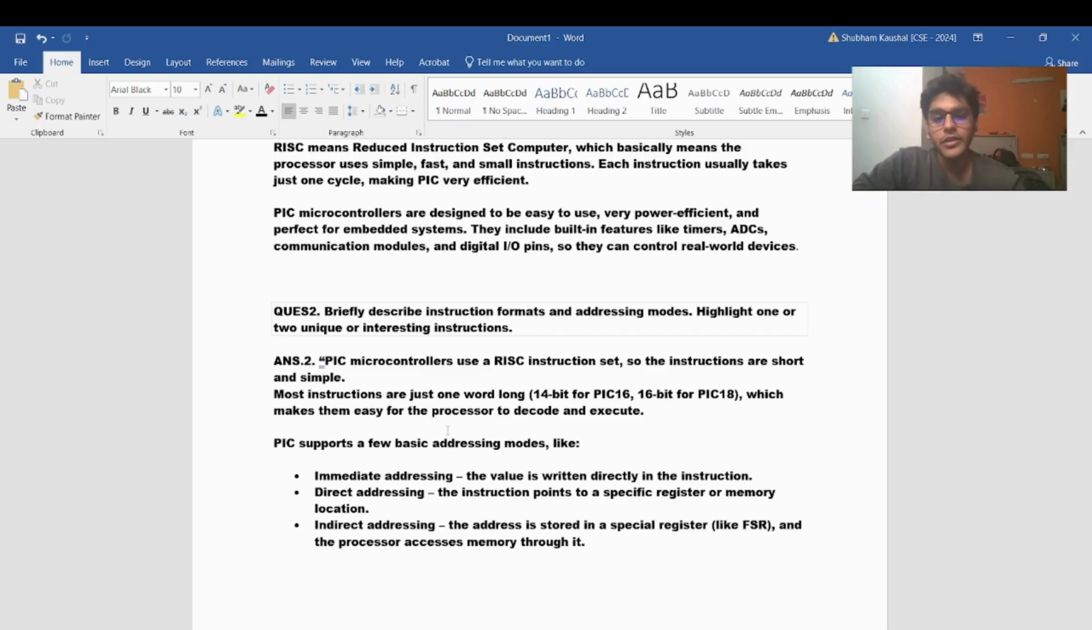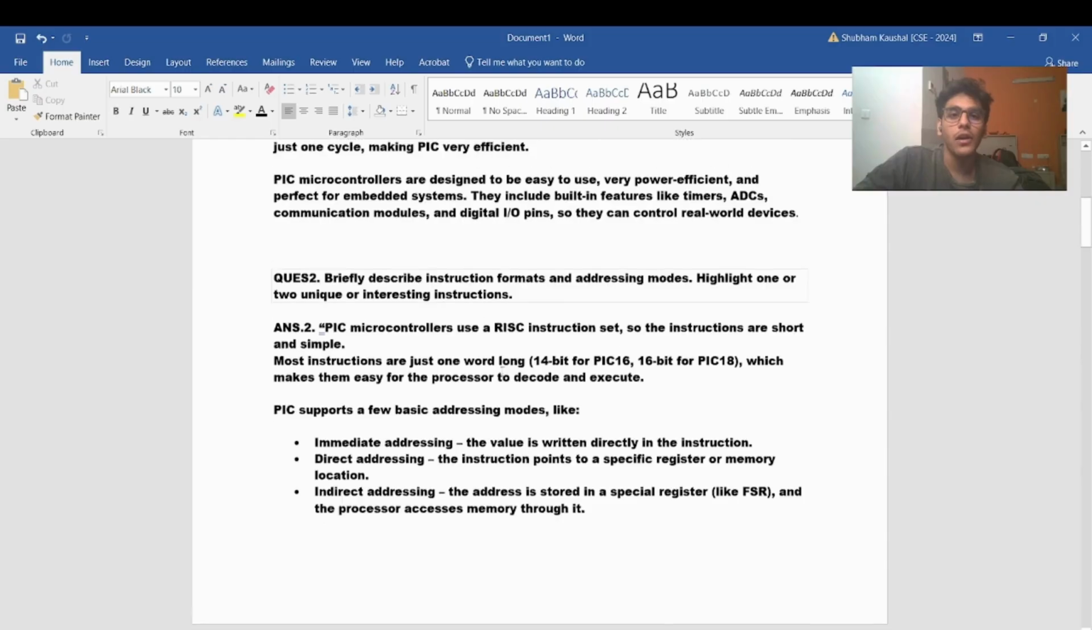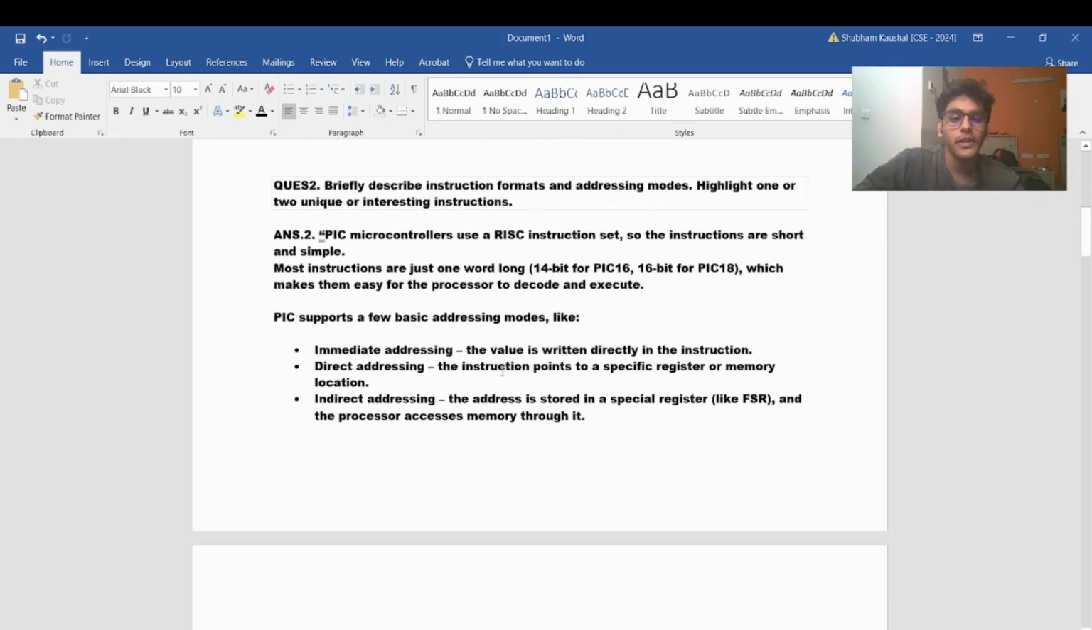In the immediate addressing mode, the value is already written directly in the instruction. So we don't need to actually take it from a register or take it from somewhere else. In the direct addressing mode, the instruction points to the specific register that holds the specific instruction register or the memory location. In the indirect addressing mode, the address is stored in a special register, and the processor accesses the memory through the register. So that's the indirect way of addressing, right?